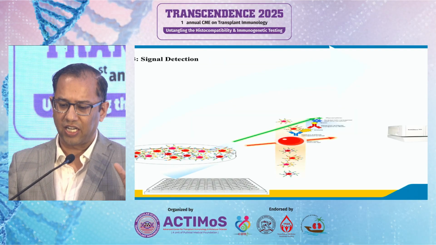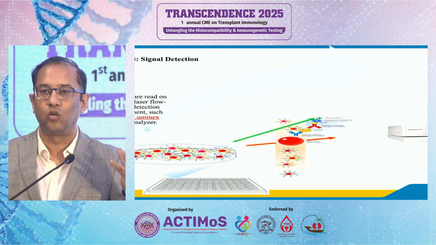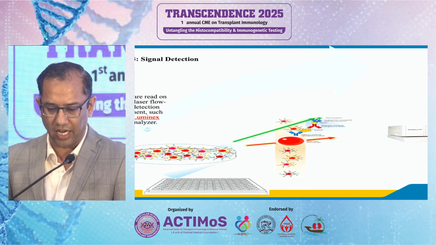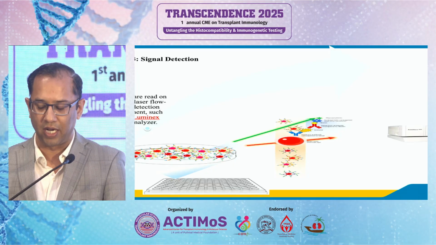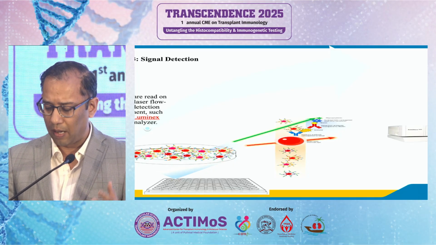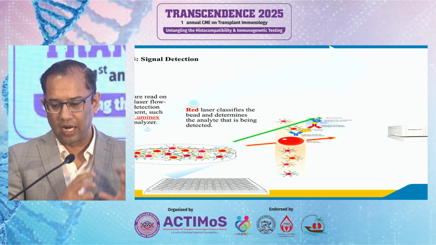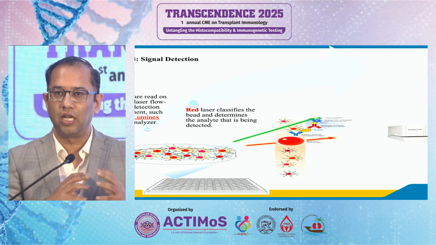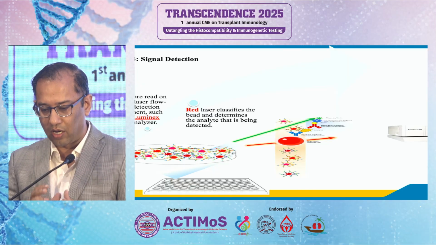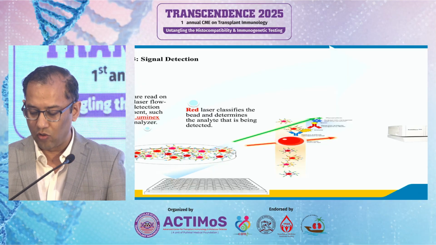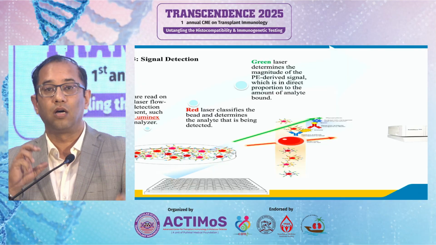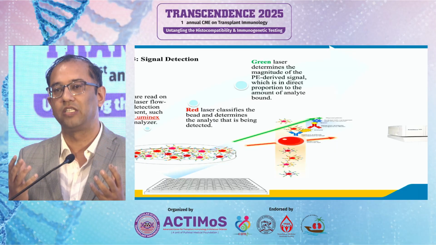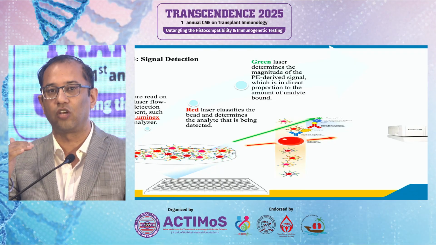So the signal detection is very important in these. The beads are detected in a dual color flow-based detection instrument like a Luminex 200 or a Luminex 100, whichever you have in the lab. Basically you have two signals: the red laser classifies the bead, whether that bead is, suppose, HLA-A1 or HLA-A2, depending upon what is there in that bead. And you have a green signal which tells you the intensity of the fluorescence, that is the phycoerythrin, how much intensity it is giving, which will render it positive or negative.